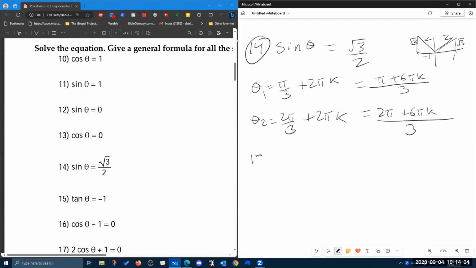For number 15, tan of theta is equal to negative 1. So tangent is negative 1 at 3 pi over 4, and then again at 7 pi over 4, but that's pi units away. So I'm going to start with my first place, and I'm just going to say k pi because the period of tangent is pi, not 2 pi. So k is an element of Z.